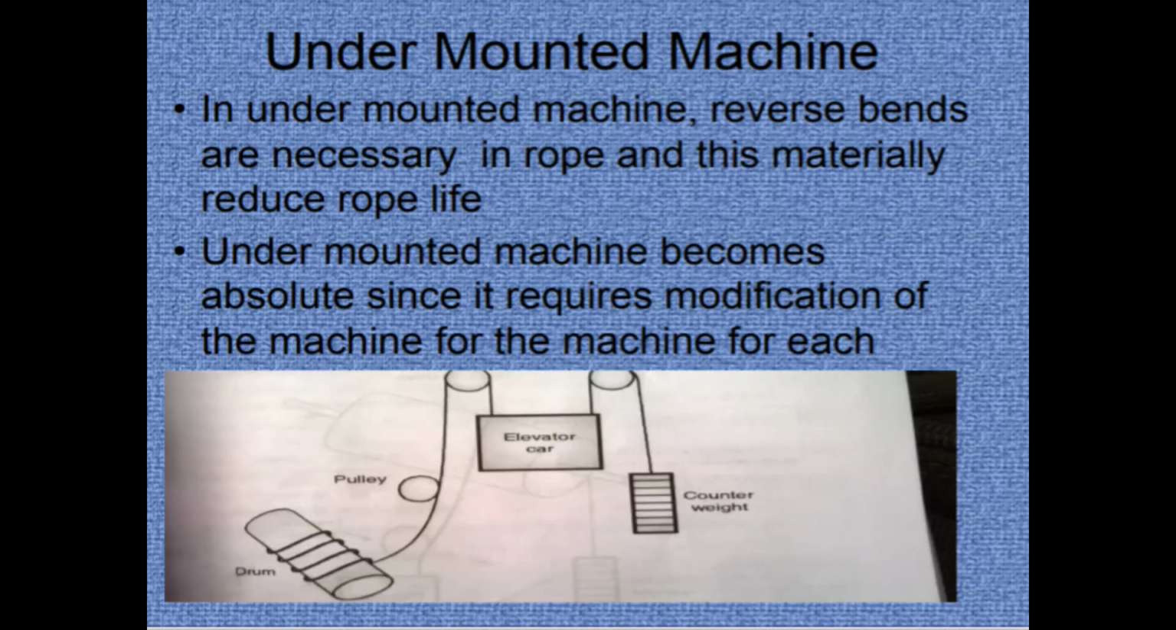Next is the under mounted machine. What is under mounted machine? In under mounted machine, reverse bends are necessary in rope, and this materially reduces rope life. Second point is under mounted machines become obsolete since they require modification of the machine for each. Here see, this is the under mounted machine picture. In between drum and counterweight there is an elevator car and pulley.